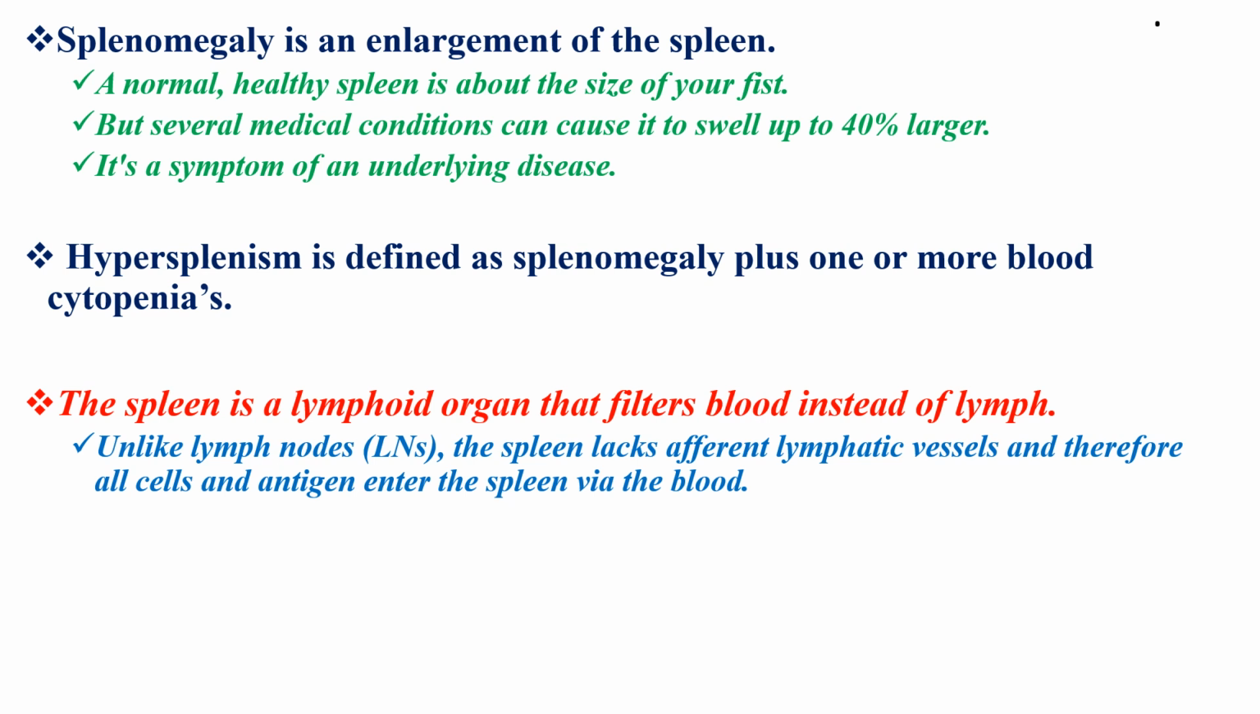The spleen is a lymphoid organ that filters blood instead of lymph. So even though the spleen is a lymphoid organ, it doesn't filter the lymph. It filters the blood. Because unlike lymph nodes, the spleen lacks afferent lymphatic vessels, and therefore all cells and antigens enter the spleen via blood. That is why it filters the blood instead of lymph, despite being a lymphoid organ. It lacks afferent lymphatic vessels.